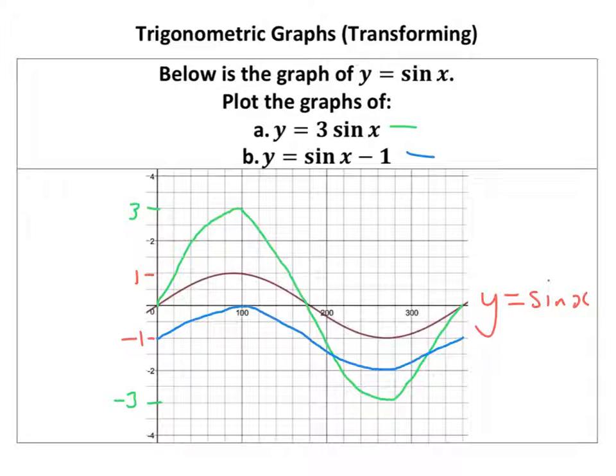Now there's one other type, and I've got an orange here, and I couldn't really fit it on. Where we've got the amplitude, and this green one, I've got the amplitude changed. If you've got, say, y equals sine of 2x, that's going to change what's known as the period of the graph. The period of the graph is how long it takes to complete one full cycle. So if I have y equals sine 2x, basically everything's halved.